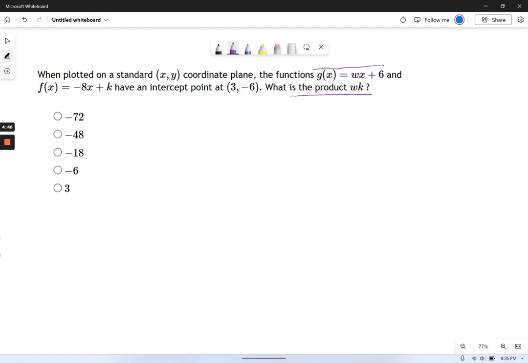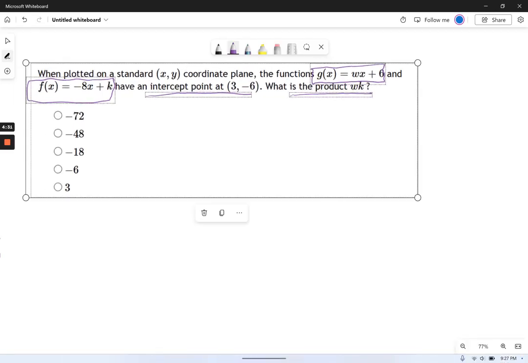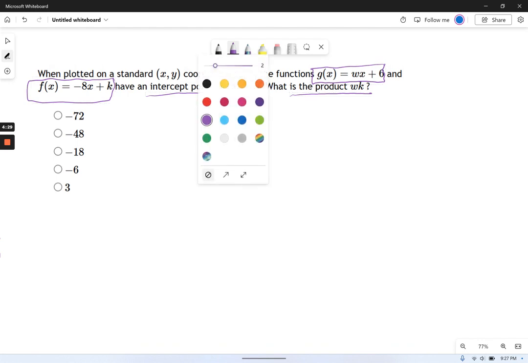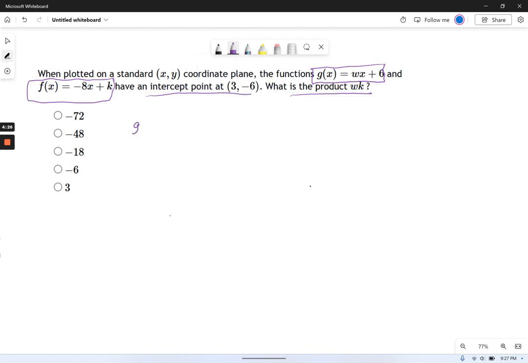We have two functions. One of them is g of x, and one of them is f of x, and we're given a clue. They have an intercept point at (3, -6). In other words, x equals 3, y equals negative 6. Well, let's write those equations down, and we're going to use this clue. g of x equals wx plus 6, and f of x equals negative 8x plus k.